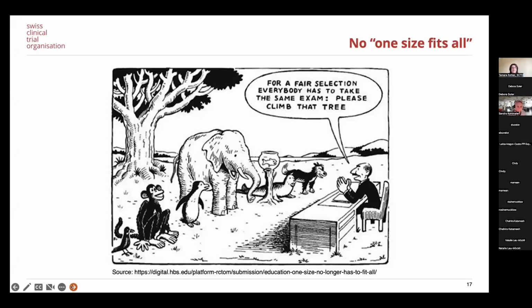Having said that, these examples are just recommendations and examples, and there is no one size fits all. Therefore, it's very important that you see what fits best to your project.